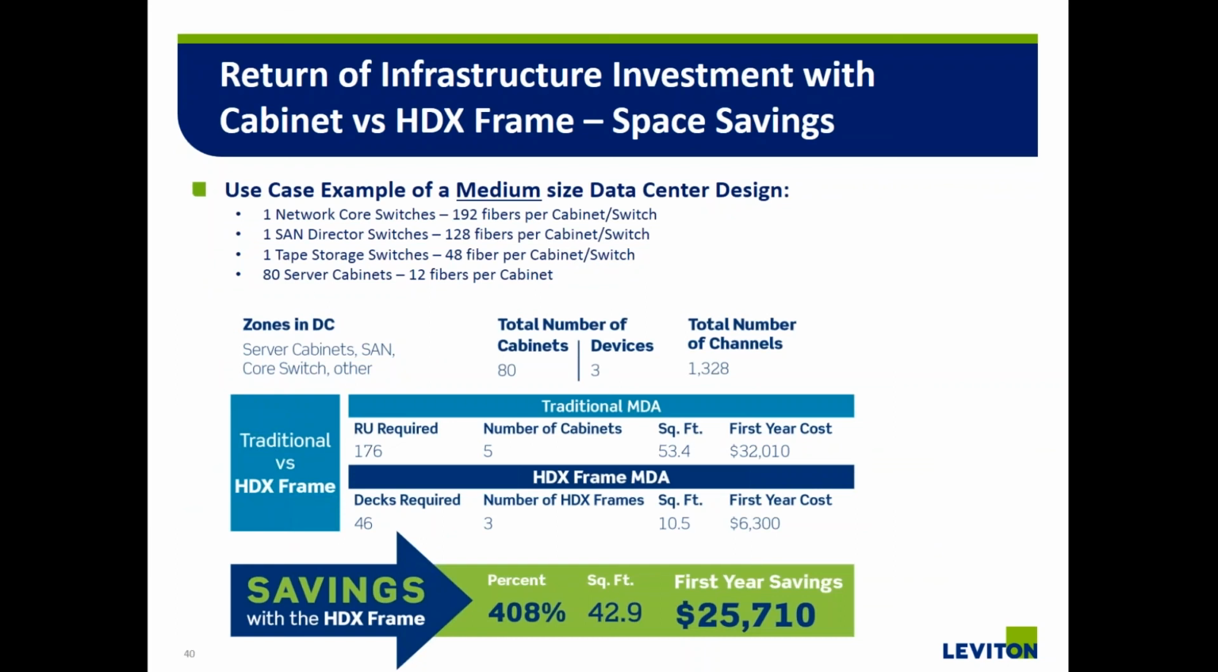So in this example of a small and medium-sized data center, you can see the inputs in the bullets that show the number of fibers for core switch, director switch, storage switch, and server cabinets. The tool will calculate how many cabinets or frames are required, total square feet needed, and first year cost and floor space. In this scenario, the HDX frame shows that you save 42.9 square feet, or $25,710 in space savings.